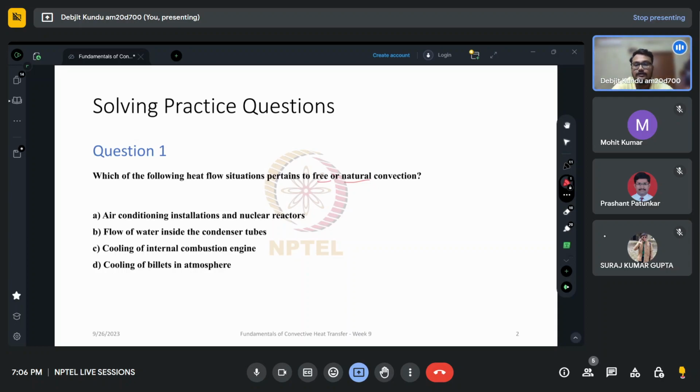Which of the following heat flow situations pertains to free or natural convection? Is it option A, air conditioning installations and nuclear reactors? Option B, flow of water inside the condenser tubes? Option C, cooling of internal combustion engine? Or option D, cooling of billets in atmosphere?